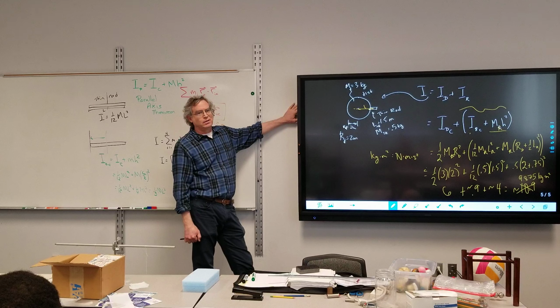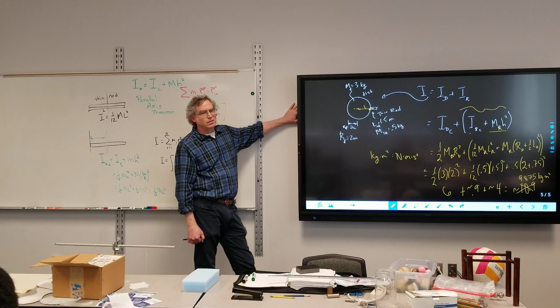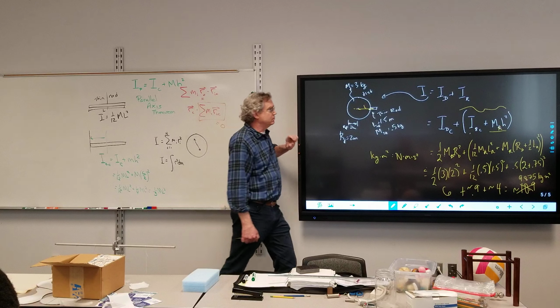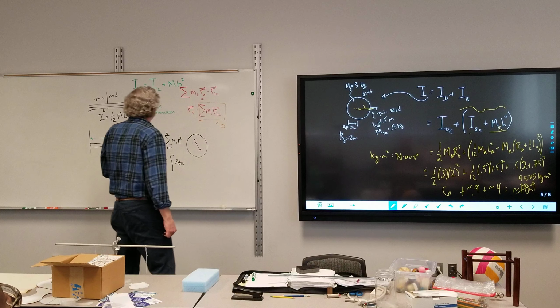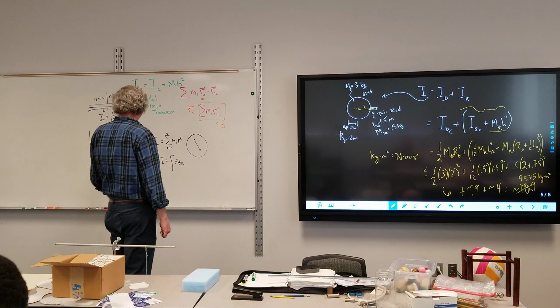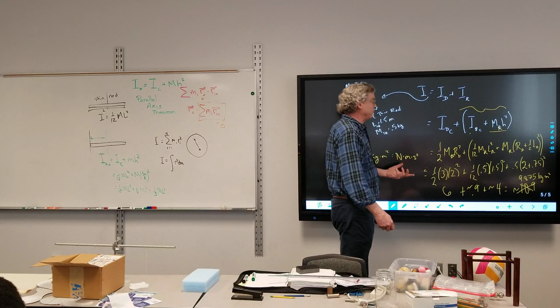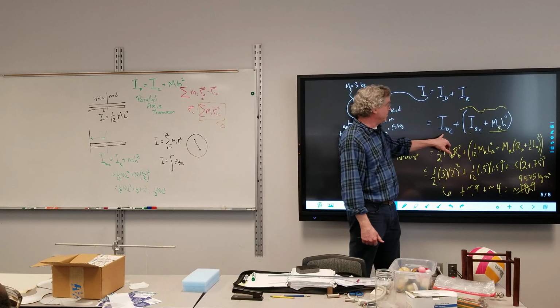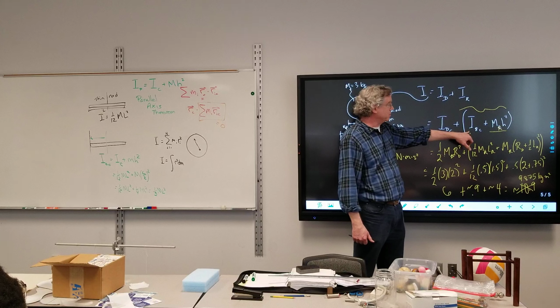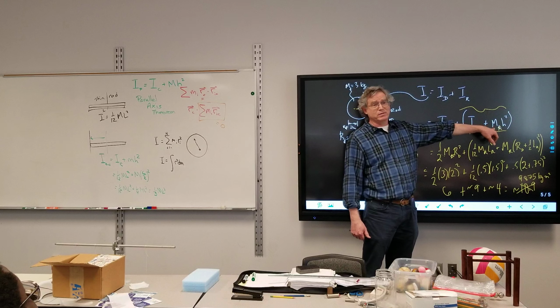Why does mass come into it, I guess? Well, we did the derivation on the previous page. I mean, the units have to work out also. This is a mass times a distance squared. That's a mass times a distance squared. This better be a mass times a distance squared.